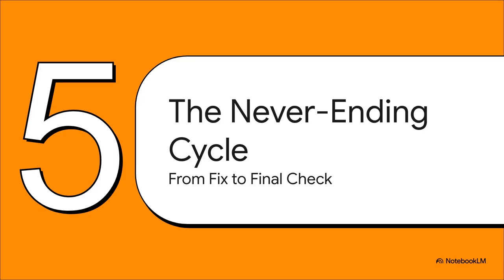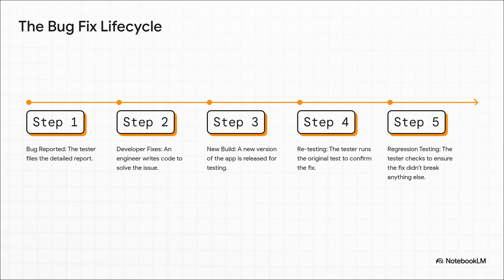Okay, let's move to the final act of our story. We're going to see how this one bug report kicks off a whole cycle of fixing and rechecking, because the detective's job is far from over just because they've filed a report. So the report goes out and the cycle begins. A developer codes a fix and sends a new build back to our detective. Now, the tester has 2 critical jobs.